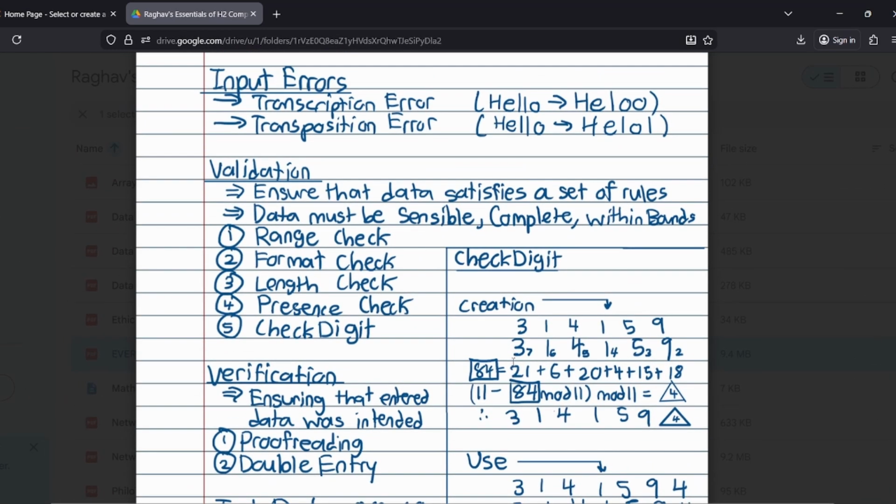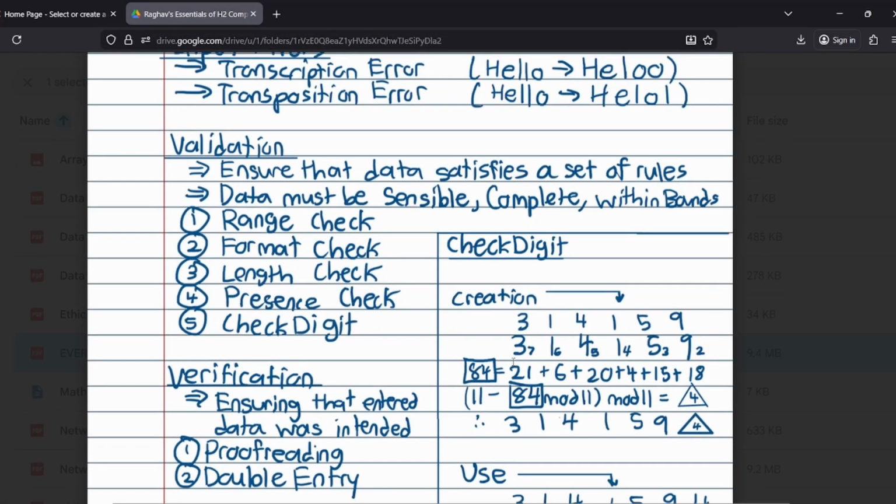Validation, verification. Okay, great. What is data validation? It ensures that data satisfies a set of rules. Data must be sensible, complete, and within bounds. Keep that in mind. There is range check, which checks, for example, is your thing within 0 to 10. Format check, which checks is it a string, is it an int, is it something else. A length check, is it above 15 characters or below 15 characters? A presence check, does it exist? And a check digit, which I'll get to now.